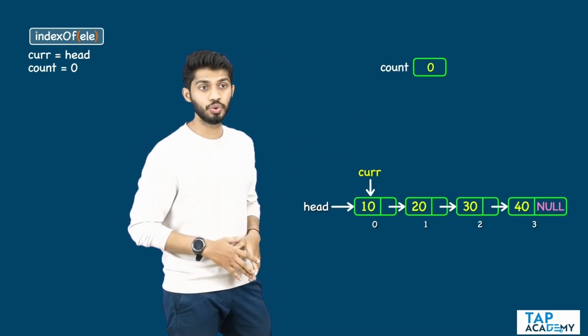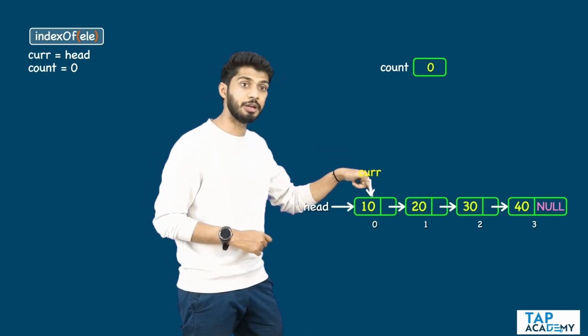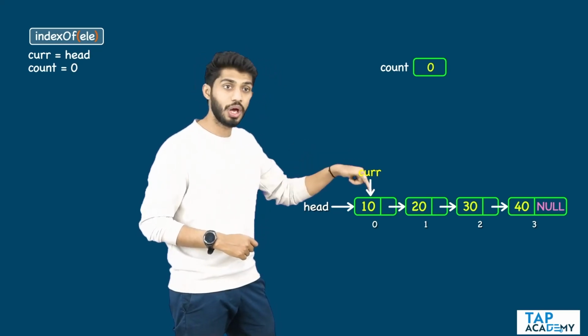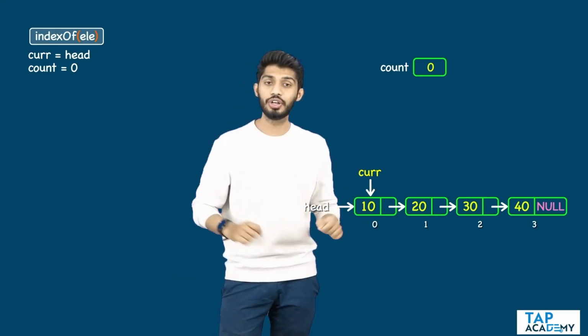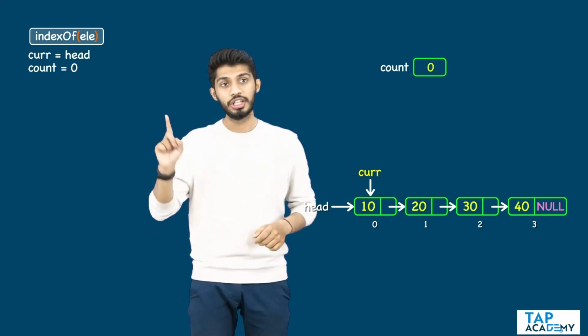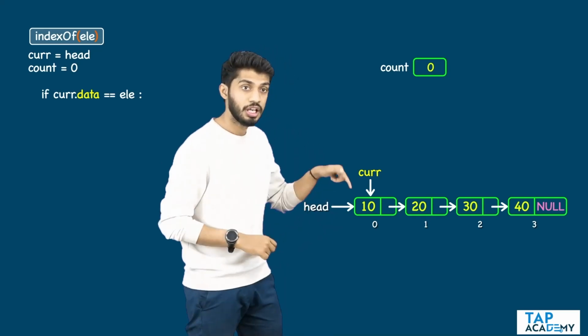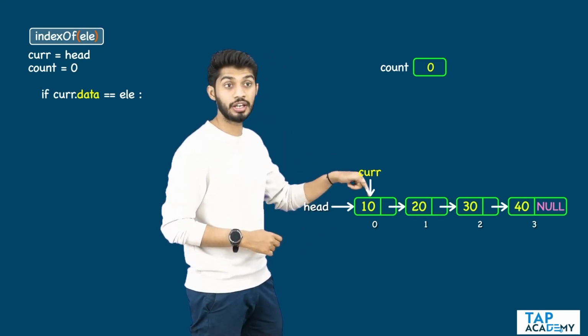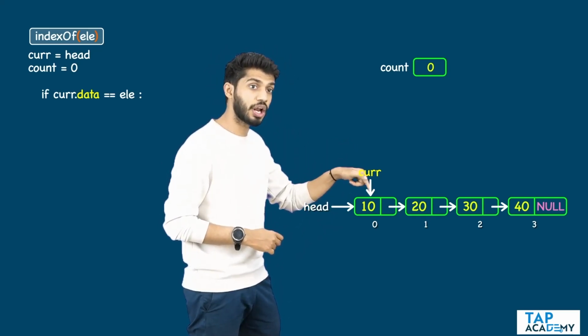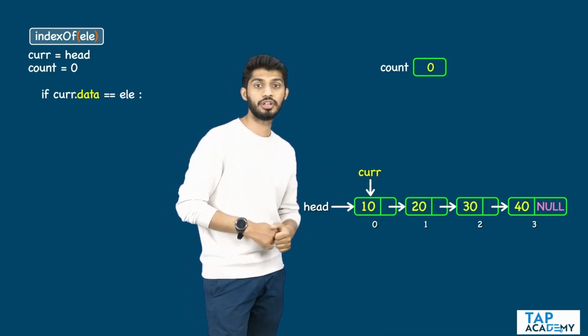Now what I need to do is check whether the data present in the current is the element I am checking for. So where do I have the element? I have the element inside the variable ele. So I will check whether current dot data is equal to ele. So this would be the condition that I will be writing: current dot data is equal to ele. So is this the data? No, it's not the data. But if this was the data, then what did I have to return? I had to return this value 0 because it was present in the 0th index.